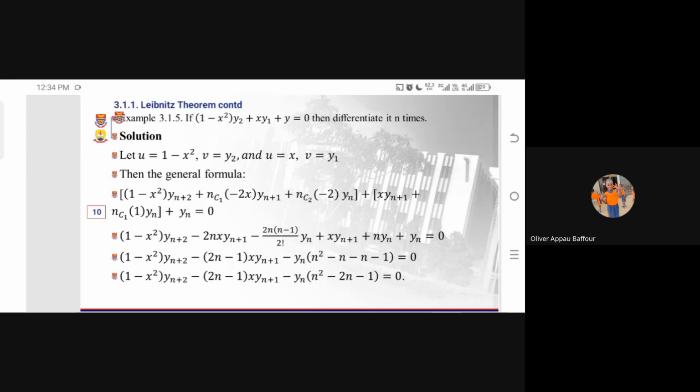So we are making u to be 1 minus x squared and the v for the first term to be y2. And then when we come to the next term, we have xy1. We are making u to be x and v to be y1. We are doing it simultaneously. So we are going to apply the general formula. You are also going to go through the process of finding your U1, and you find your U2. So what will be our U1? Please tell me, what is U1 for the first side?